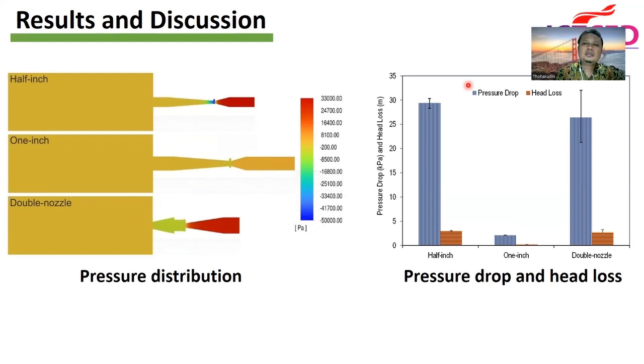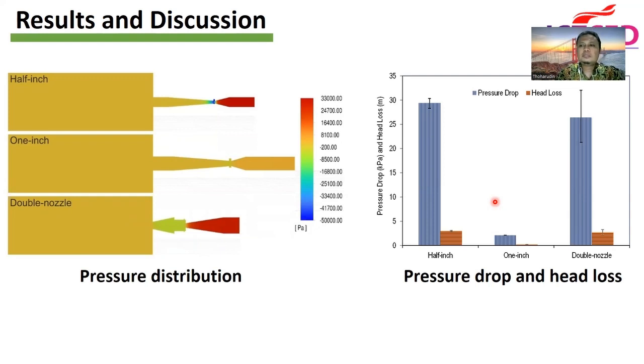And then we can observe on the right-hand side here the pressure drop and head loss due to the flow in the half inch, 1 inch, and double nozzle Venturi bubble generator. We can observe that the pressure drop on the half inch and double nozzle Venturi bubble generator is very close. However, for the 1 inch Venturi bubble generator, the pressure drop is not so high, so the head loss is also very small.